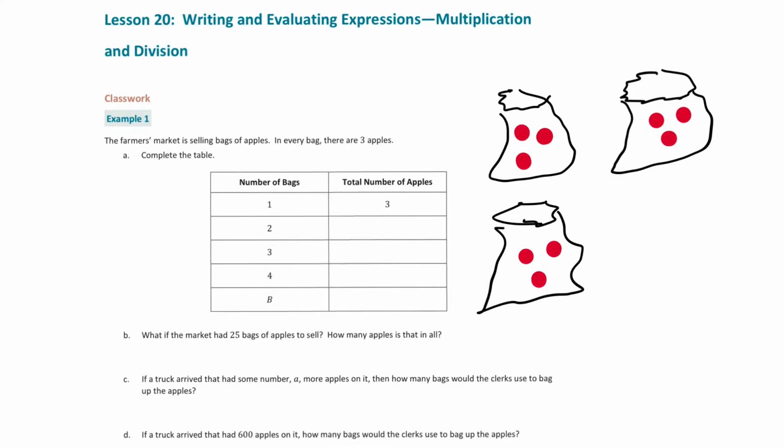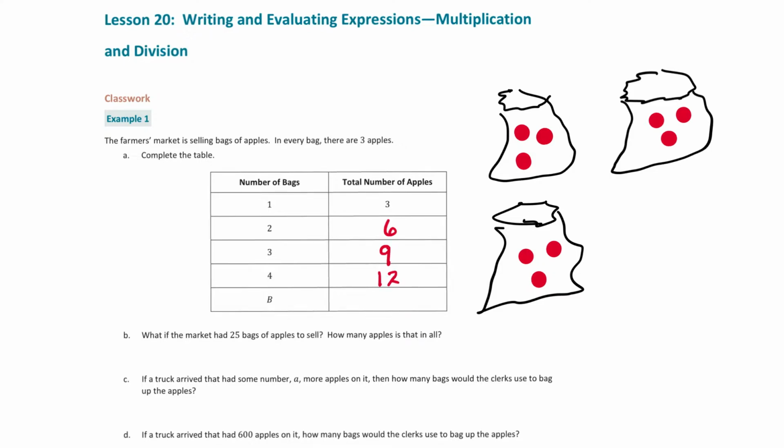So we have 2 bags, we have 3 apples here in the first bag, and another 3 apples. That is going to make it equal to 6 apples. And then if we have 3 bags, add the 3 more, and that's gonna give us the 9 apples. So if I do 4 bags, you probably already noticed that we're gonna have a total of 12 apples.